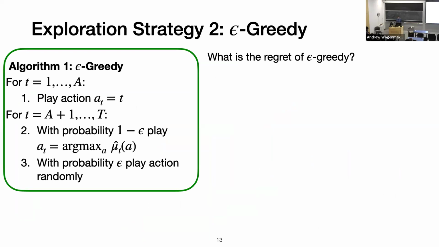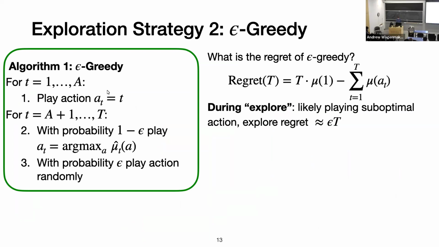Okay, so what can we say about this? Let's think about this notion of regret again. If I run epsilon greedy, how well do I do compared to playing the optimal action for all time? Well, I'll ignore the initial stage, if I assume t is much larger than A. When I'm exploring, I'm just playing an action randomly. At this stage, it's likely I will play a suboptimal action and pick up some regret. The regret from the explore phase is roughly epsilon times t, because I explore for roughly an epsilon fraction of the time.